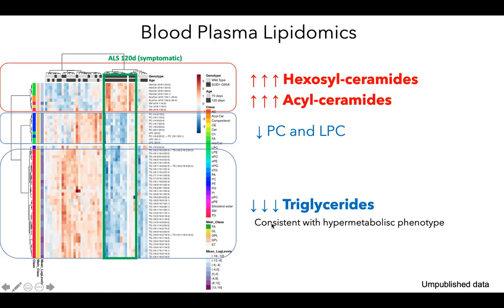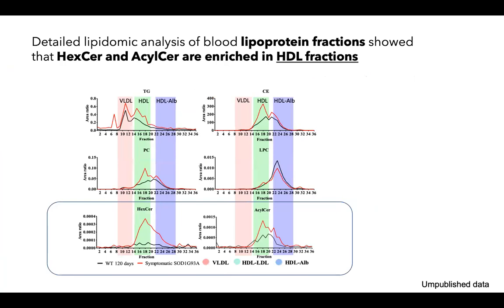The decrease in triglyceride is consistent with the hypermetabolic phenotype. This is an expected result. On the other hand, the increase in exosylceramides and acylceramide was something new for us. So we tried to find where these ceramide species are located in the blood plasma.